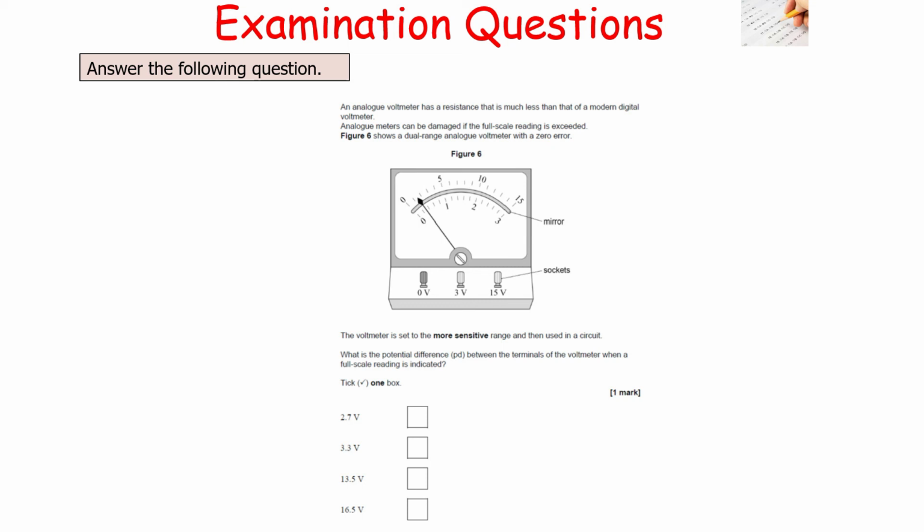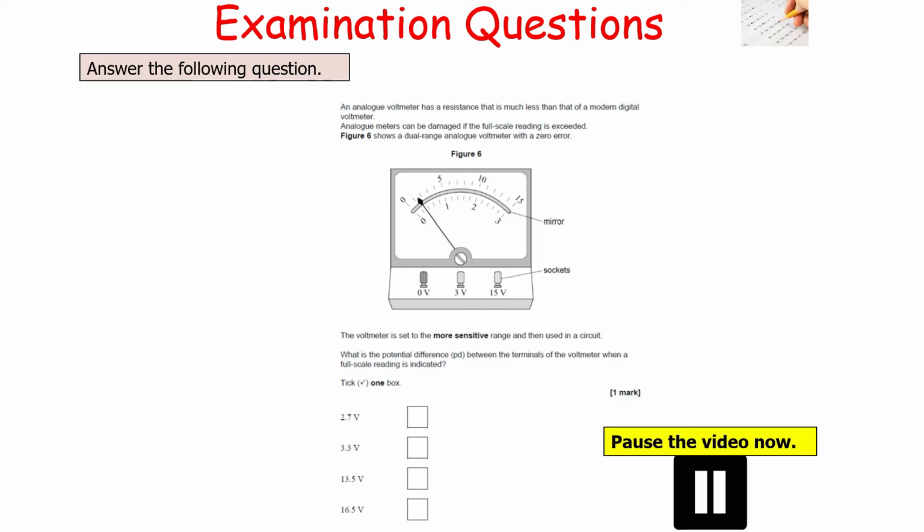The analog meter can be damaged if the full scale reading is exceeded. Figure 6 shows a dual range analog voltmeter with a zero error. The voltmeter is set to a more sensitive range and then used in the circuit. What is the potential difference between the terminals of the voltmeter when a full scale reading is indicated? So pause the video now, then unpause the video when you want to go through your answers.